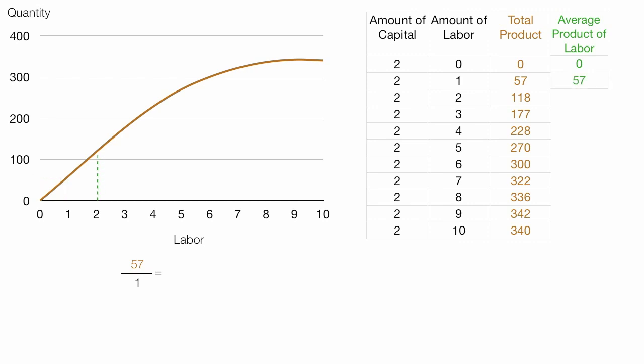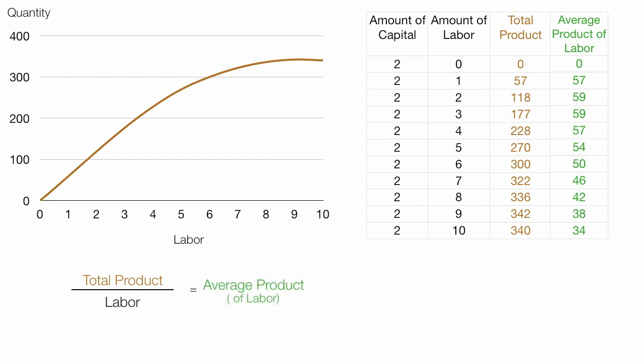Let me do another example. Imagine I have 2 labor units and my quantity or my total product would be 118. I divide that by 2 and my average product of labor is 59. It turns out 177 divided by 3 is 59 as well. 228 divided by 4 is 57. And let me just fill in the rest of these numbers for you. Hopefully you're getting the hang of it. And 340 divided by 10 is 34. Total product divided by labor is equal to average product of labor.